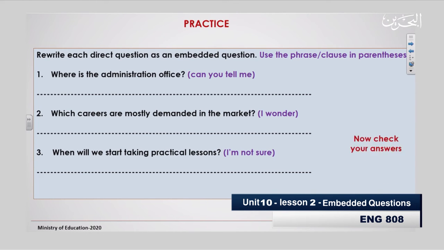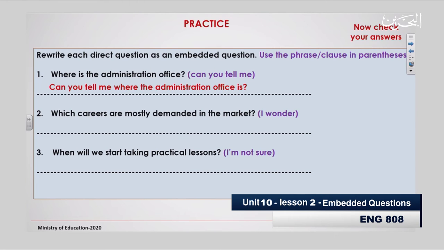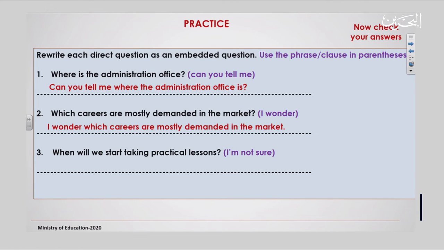Great. So, number one, can you tell me where the administration office is? So we have used the clause, can you tell me, to write an embedded question. Number two, I wonder which careers are mostly demanded in the market. So we have used the phrase, I wonder, to write an embedded question. And lastly, I'm not sure when we will start taking practical lessons. So we have used the phrase in the brackets, I'm not sure, to create an embedded question.